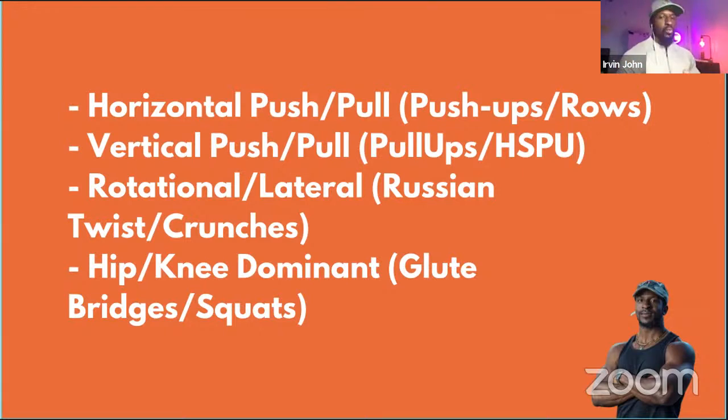Rotational and lateral, we talked about that. This is rotational, this is lateral. So Russian twist, that's rotational, lateral crunches. So you're seeing how you're able to correlate, number one, the muscles, the movement patterns, and actual exercises that tie into this. Hip and knee dominant. So hip: glute bridges, the movement is initiated from the hip, and then squats, pivoting around the knee. That is hip and knee dominant. You're always going to hit these muscle groups, like I said, if you are following movement patterns.